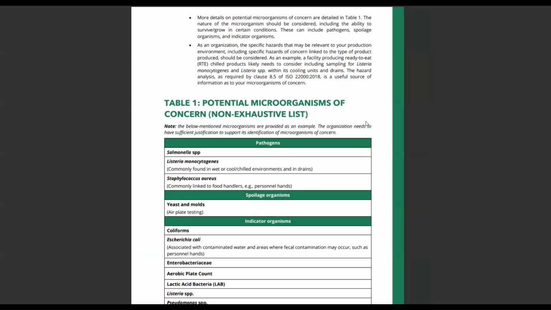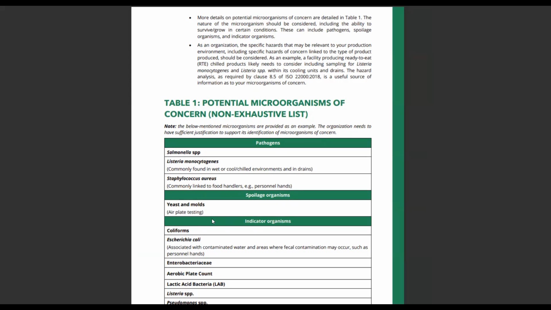Let's quickly look at the guidance document, what it says here in terms of the environmental monitoring program. So it gives you an indication of what are the things that they would expect you to look at, and it gives just an indication, a difference between what are pathogens, examples of pathogens, and what are the examples of indicator organisms.